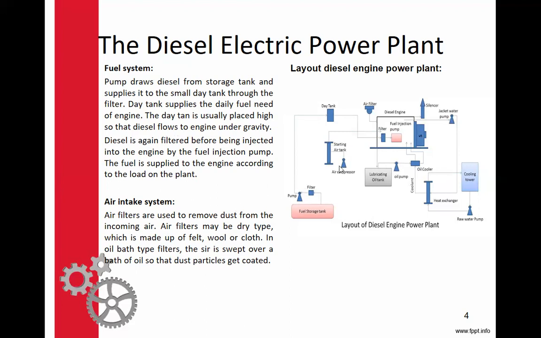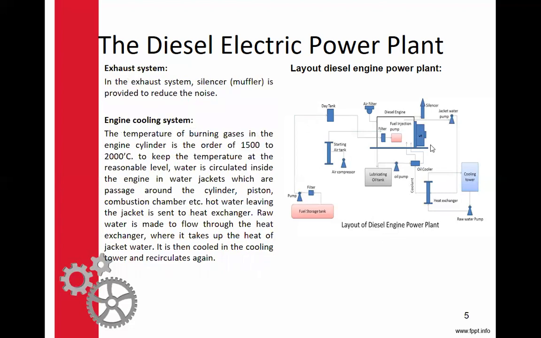Next, the air intake system. This is the air filter. It is not a compressor, this is different. Air filters are used to remove dust from the incoming air. Air filters may be dry type, which is made up of felt, wool, or cloth. In oil bath type filters, the air is swept over a bath of oil so that dust particles get coated. Exhaust system: in the exhaust system, a silencer or muffler is provided to reduce the noise.